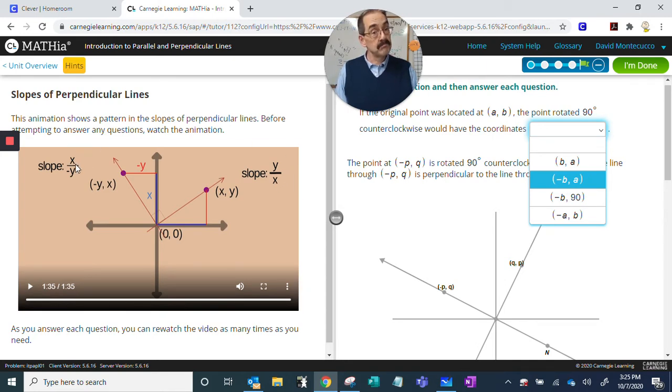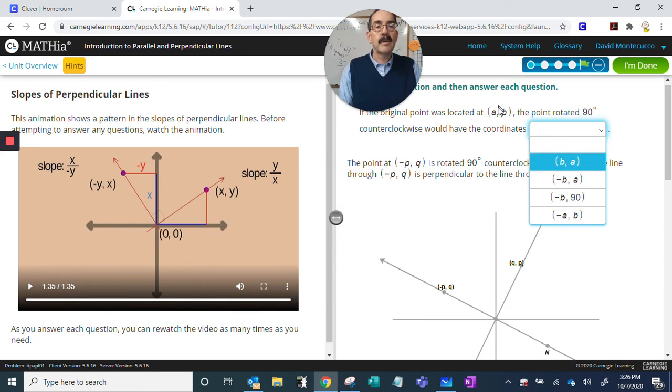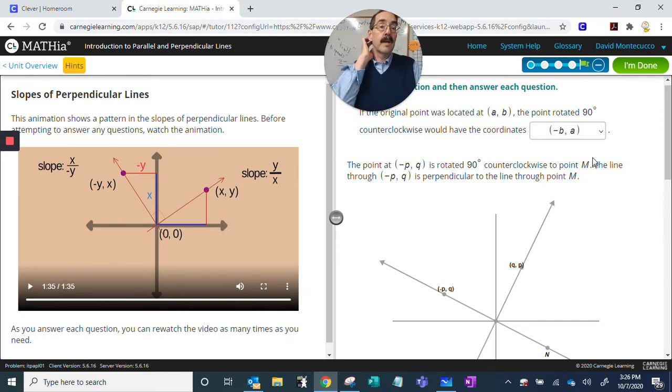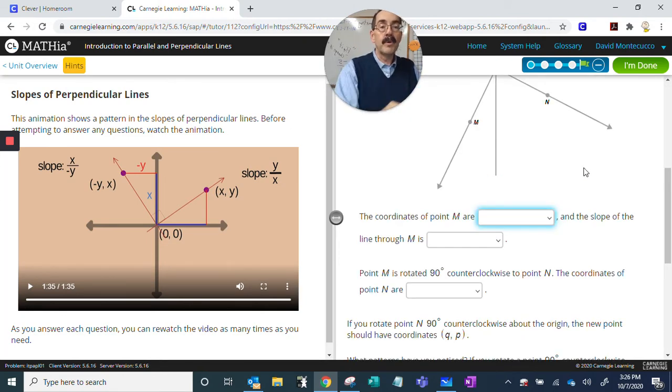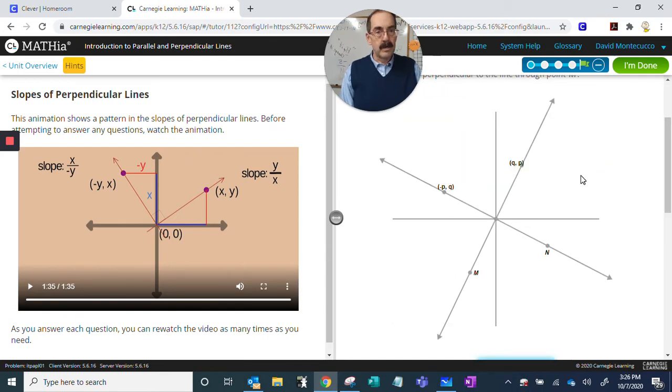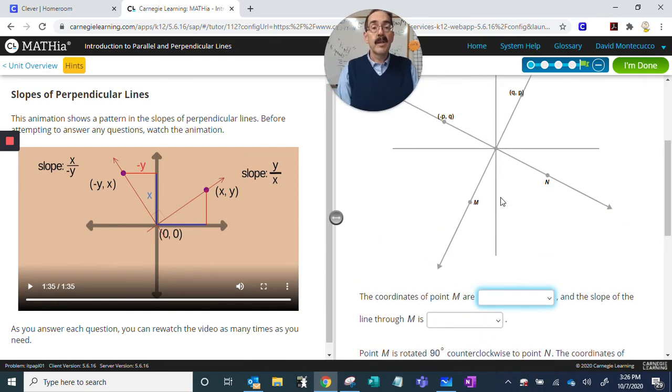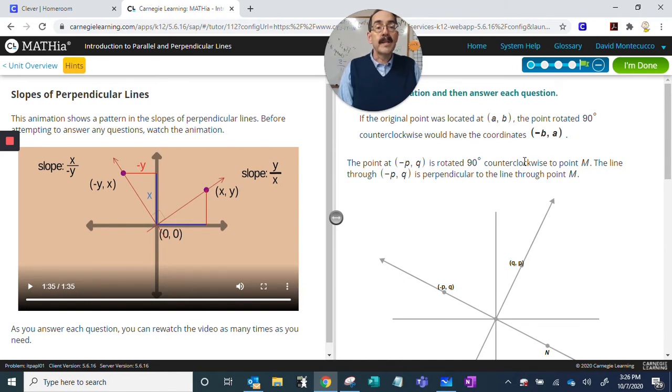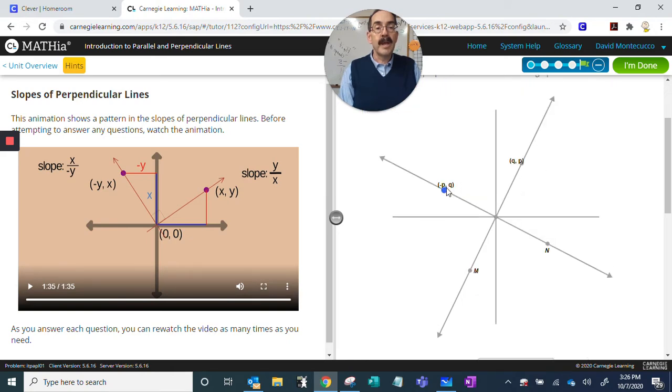Cool. So now the original point was located at A comma B. Rotate counterclockwise. So if you're looking at my hand, counterclockwise, right? So you're going to flop. A becomes B, B becomes A with a negative. Now I know that's confusing because in class we're always using letters. No, we use numbers to help us make sense. Okay, now rotate counterclockwise to point M. Boom. You bring it down.